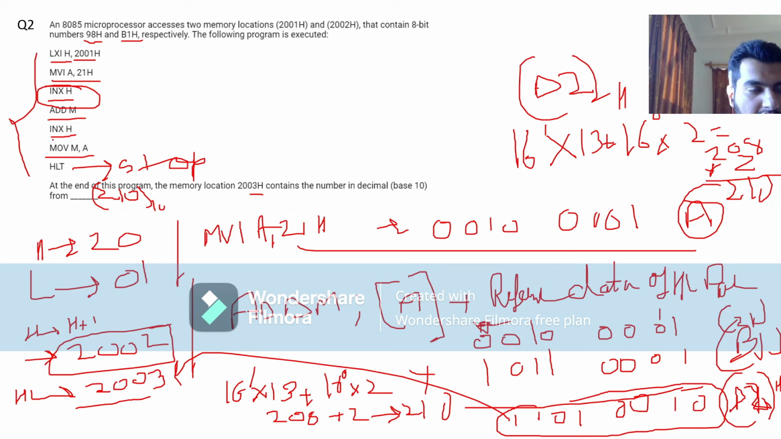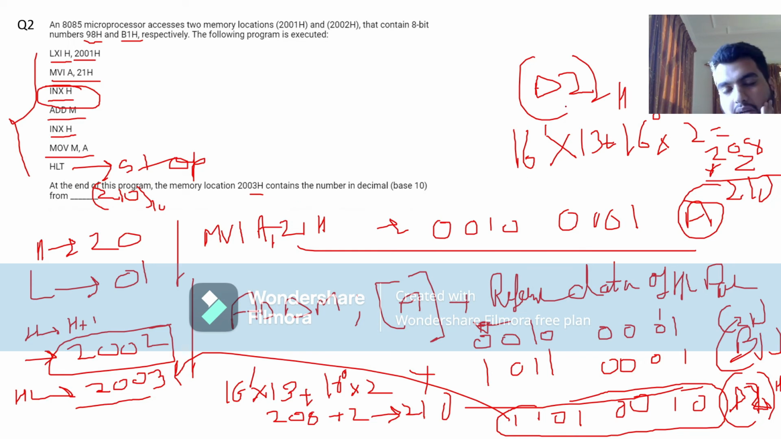After the add operation, we again increment our HL pair, so 2002 becomes 2003, and the contents of the accumulator are moved to this memory location 2003. And finally, we have this halt, which will stop our program. So after the execution, we have the answer D2 in our memory location.